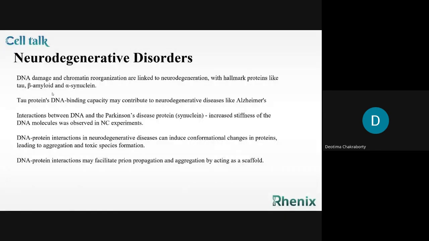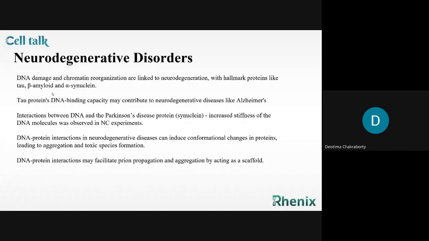Moving to the next slide, how protein interactions damage and cause neurodegenerative diseases. So these interactions play a pivotal role in the pathogenesis of these diseases. Proteins like tau, beta amyloid, and alpha synuclein interact with DNA, influencing gene regulation and contributing to disease mechanism.